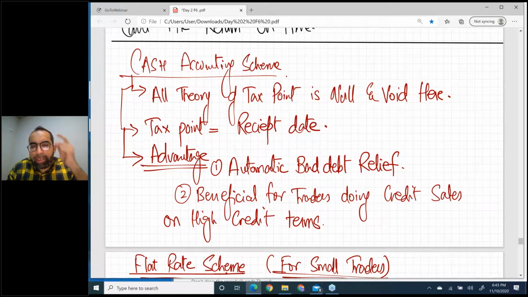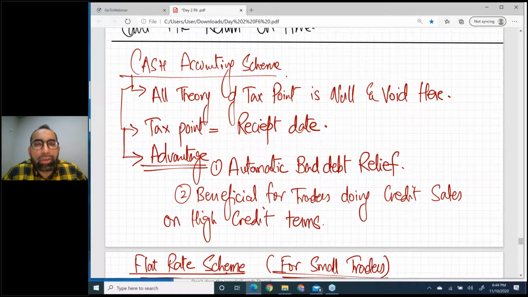And second point, try to use your brain now. It is highly beneficial for traders doing credit sales on high credit terms. There are sellers who give long credit to their customers. They normally deliver goods now and they collect after 4 or 5 months. So if they shift to cash accounting scheme, automatically their VAT payments will be deferred. So there will be some cash flow benefit for them.